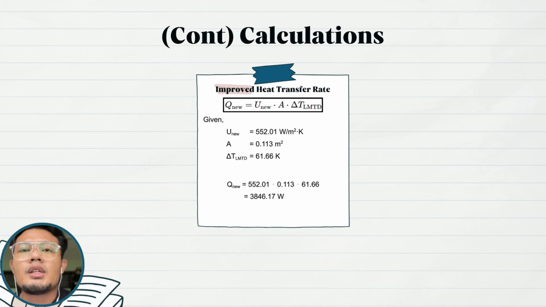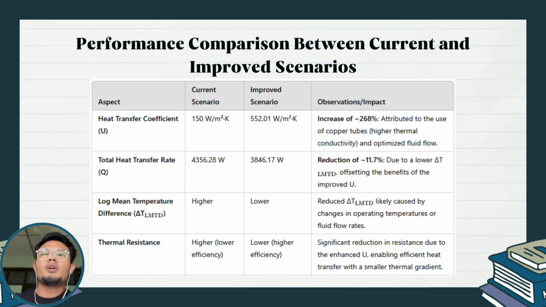Okay, just put the value in the formula. We got the final value as 3846.17 watt. Now I'm going to explain the performance comparison between the current and improved scenario. There are in total 7 aspects.